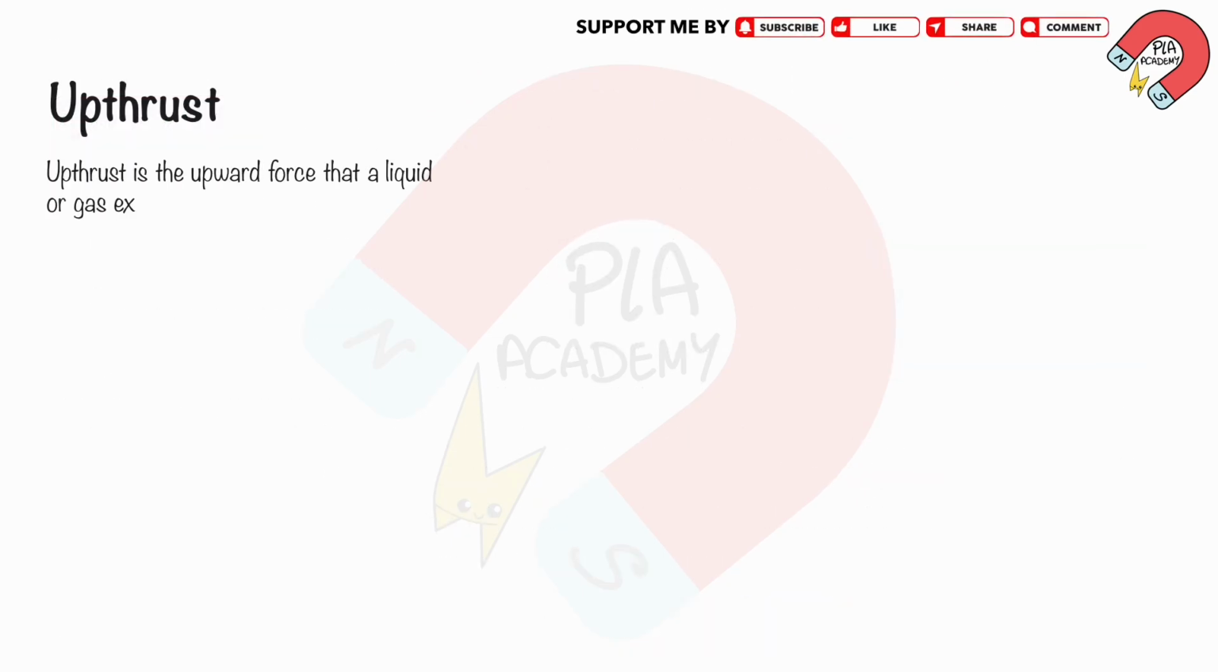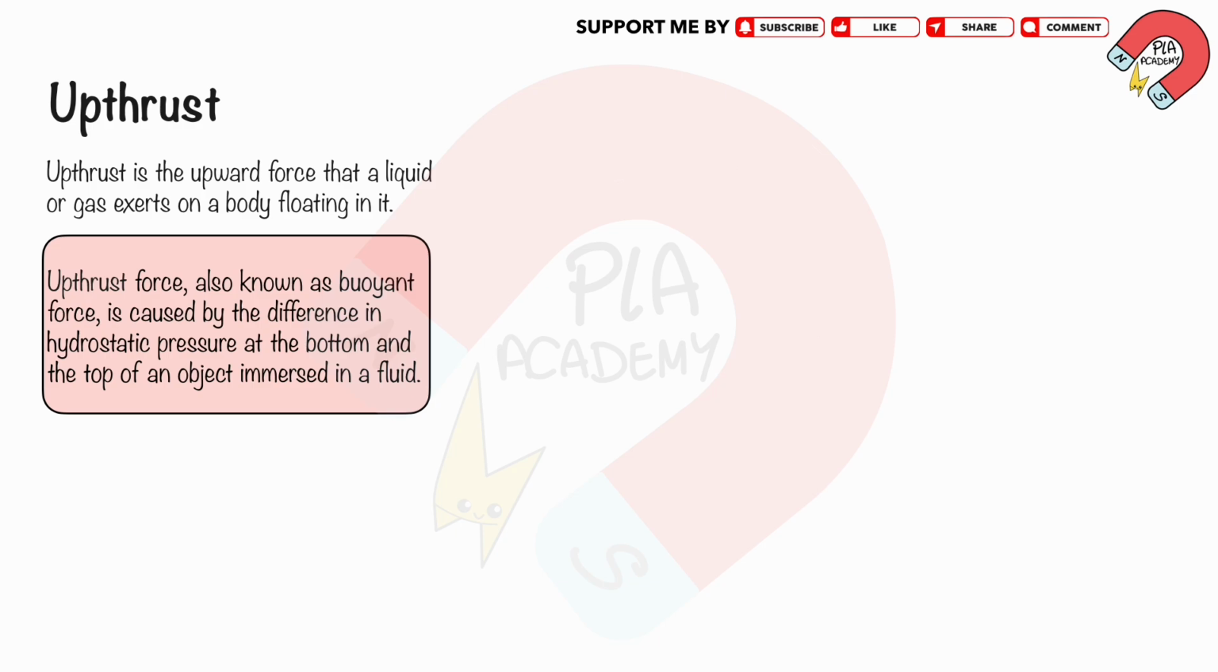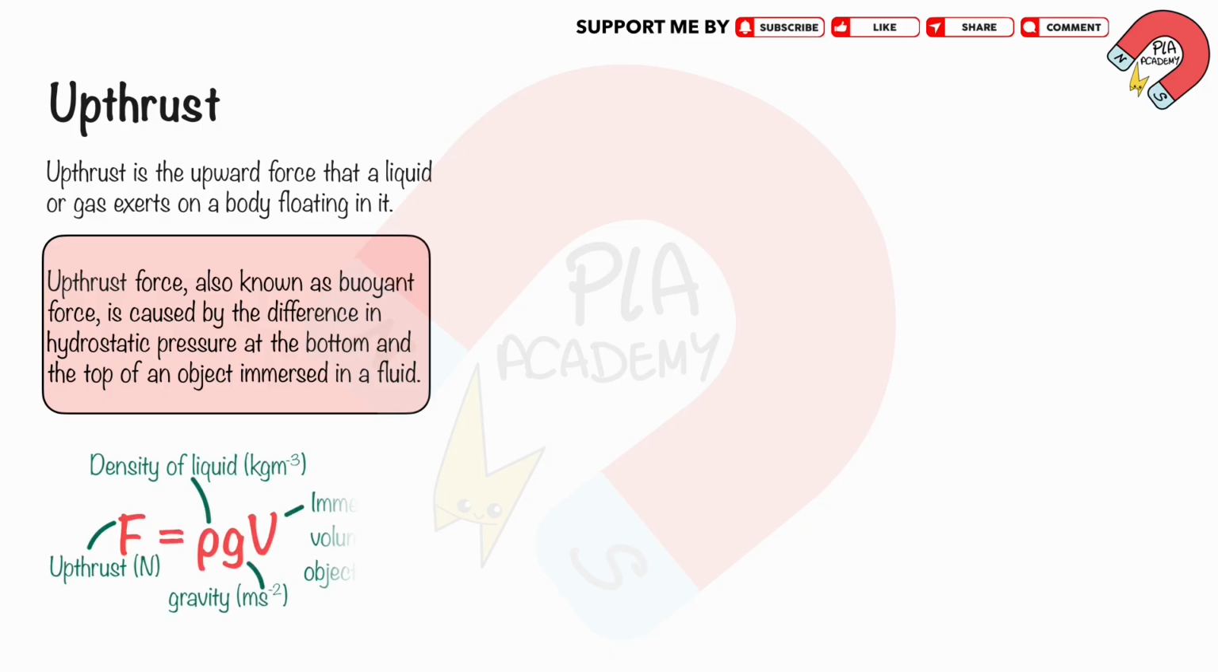Upthrust is the upward force that a liquid or gas exerts on a body floating in it. Upthrust force, also known as buoyant force, is caused by the difference in hydrostatic pressure at the bottom and the top of an object immersed in a fluid. We can write the equation of the upthrust as U equals ρgV, where U is the upthrust in newtons, ρ is the liquid density in kilograms per cubic meter, g equals gravity in meters per second squared, and V equals the immersed volume of the object in cubic meters.